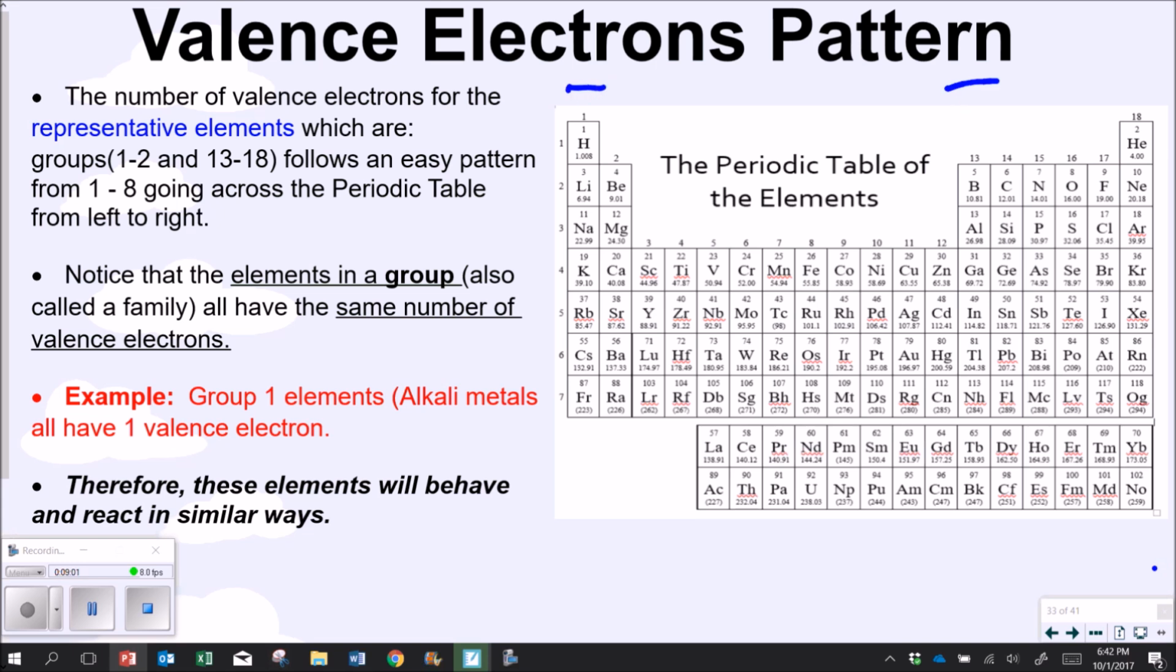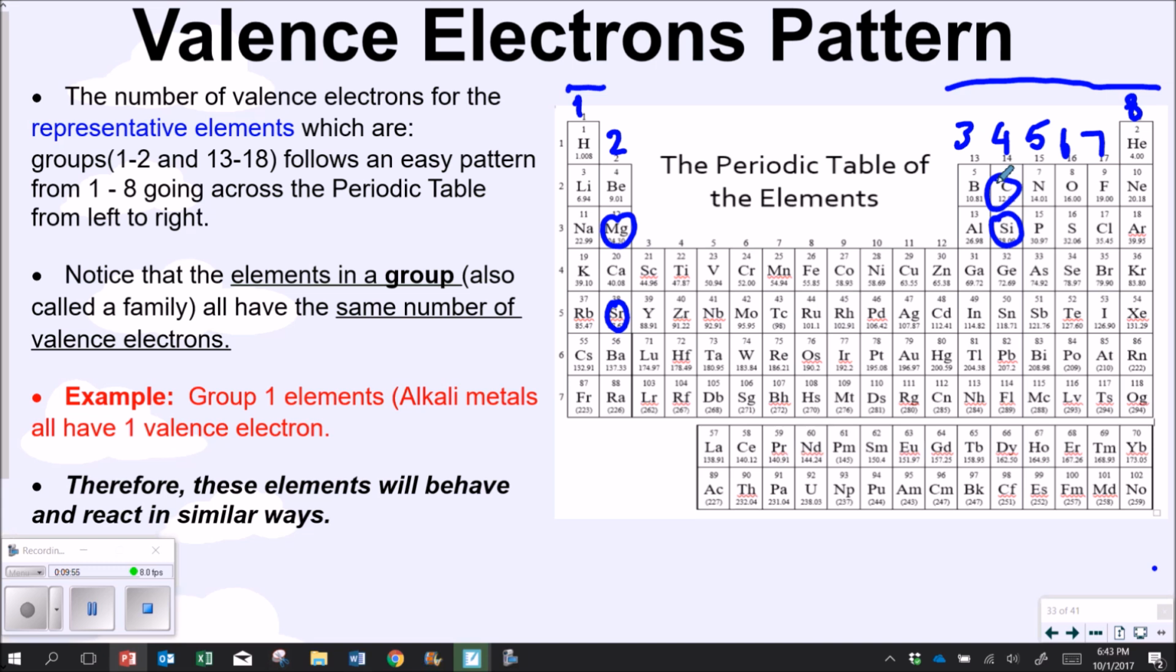The number of valence electrons for the representative elements, which are elements in groups 1 and 2 and 13 through 18, follow an easy pattern going from 1 to 8 across the periodic table from left to right. So group 1 has 1 valence electron, 2 valence electrons, 3, 4, 5, 6, 7, and 8. Notice that the elements in a group, also called a family, all have the same number of valence electrons. So if I ask you what is the number of valence electrons for magnesium or strontium, it will be 2. For silicon or carbon, they will be 4, etc.